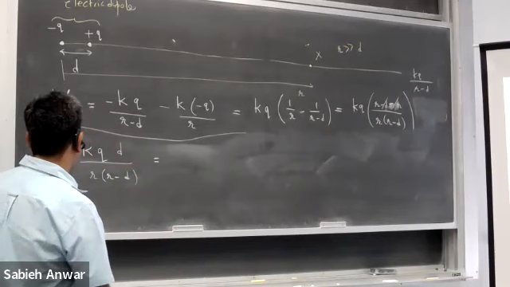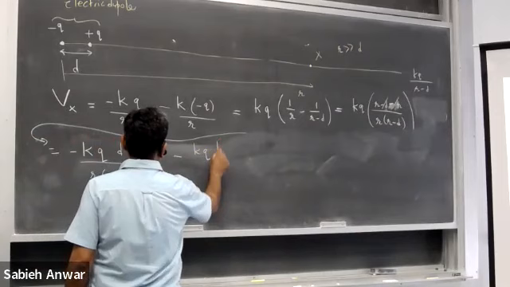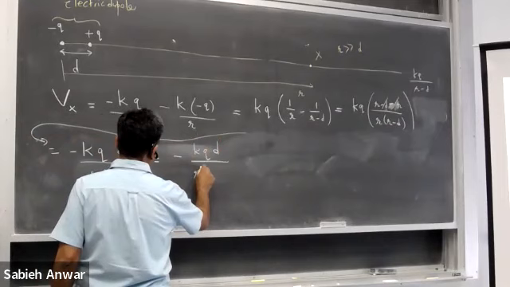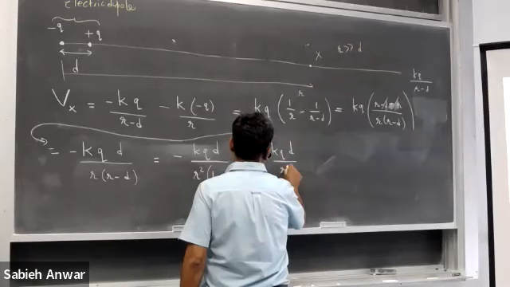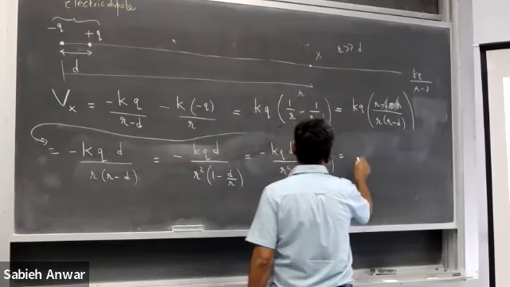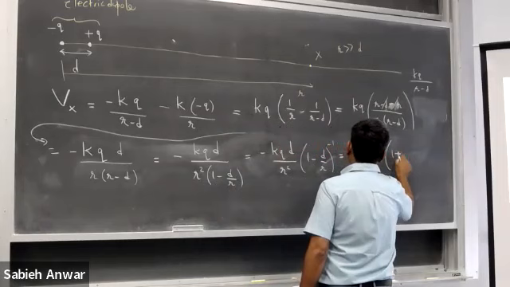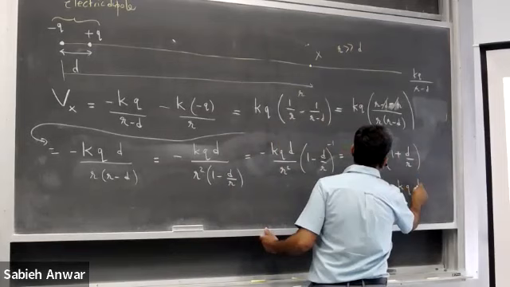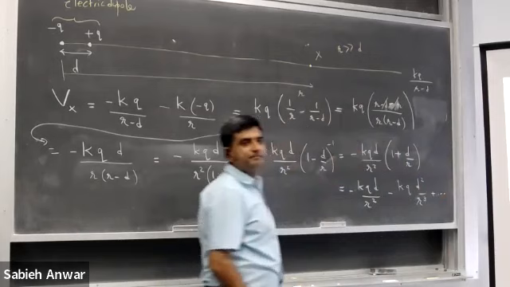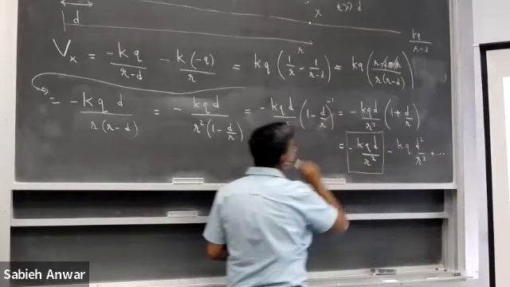Minus KQd, right? So we get R squared, 1 minus d over R. This becomes minus KQd over R squared times 1 minus d over R to the power minus 1. This becomes minus KQd over R squared times 1 plus d over R. This becomes minus KQd over R squared, minus KQd squared over R cubed, plus some higher order terms. Got it? So this term here is the lowest order term in the potential at the point X.